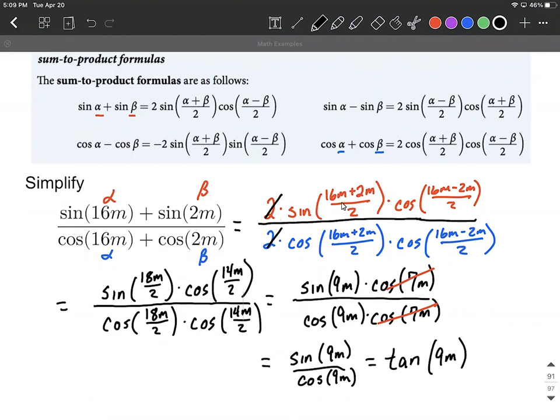All right, hope this helps out. Take it one step at a time as you identify your alphas and betas and which formula to utilize. Fill into the formula, reduce down step by step. Whenever you have the exact same thing in the numerator and denominator, like we did with the cosine of 7m or with the 2's up here, we can reduce down. When you finally get down to the very end, a lot of times you're going to be using a quotient identity to go from sine over cosine or cosine over sine to either tangent or cotangent.